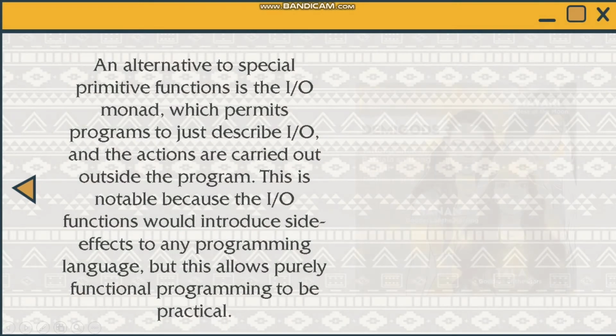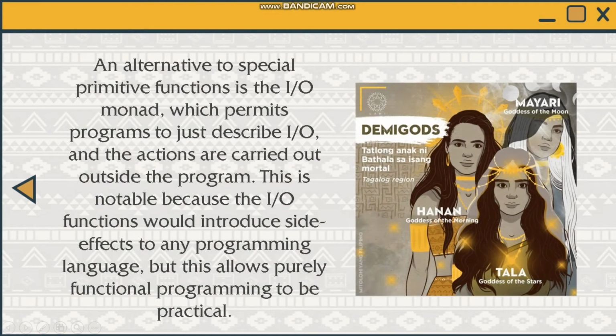In higher level implementation, an alternative to special primitive functions is the I/O monad, which permits programs to just describe I/O and the actions are carried out outside the program. This is notable because I/O functions would introduce side effects to any programming language, but this allows purely functional programming to be practical.